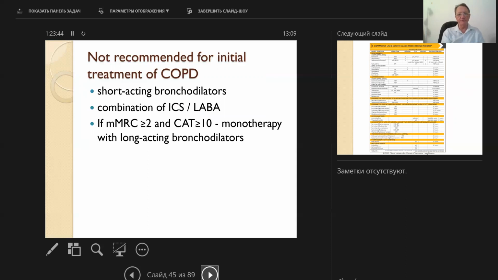For initial treatment, a combination of inhaled corticosteroids plus LABA is not recommended, because corticosteroids increase the neutrophil count in the sputum. Neutrophils, as you know, are the main inflammatory cells in COPD. And in case of mMRC more than or equal to 2, CAT equal to or more than 10, monotherapy with a long-acting bronchodilator is not recommended. We should start with the combination LABA plus LAMA.